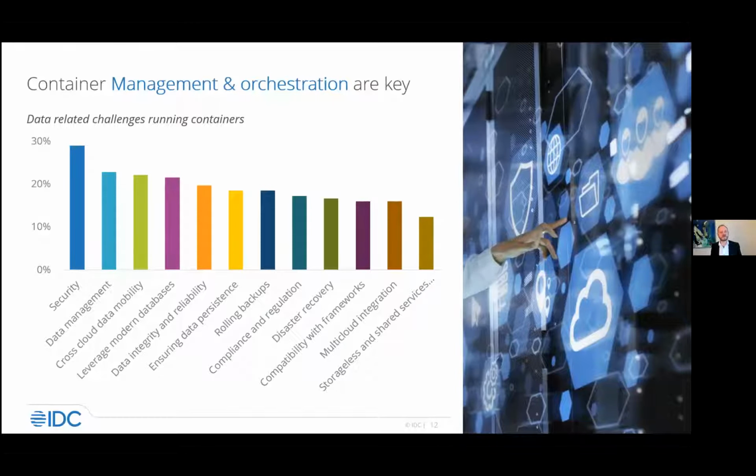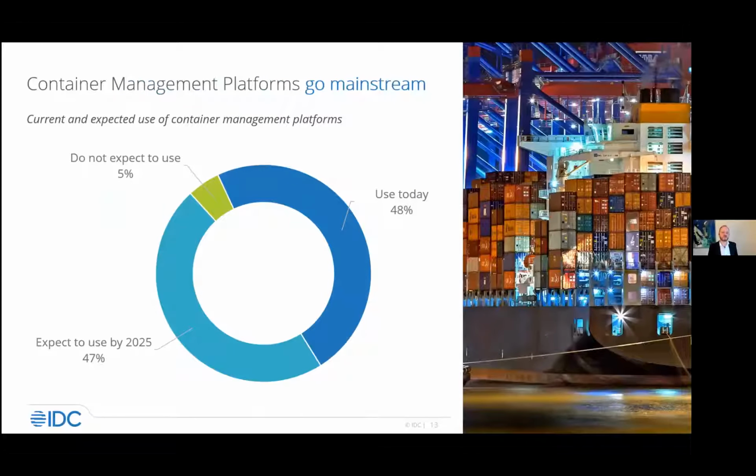That really means that there need to be more management possibilities than just a typical Kubernetes or other platform setup. That's why we see a lot of interest in container management platforms, where you manage the Kubernetes cluster rather than the individual containers. We see about half of those that use containers today also use a container management platform, and the rest more or less expect to use it. If I also include those that expect to start using containers but do not use them today, I think about 80% expect to use a container management platform as well. So we definitely see that this will go more and more mainstream in the coming years.